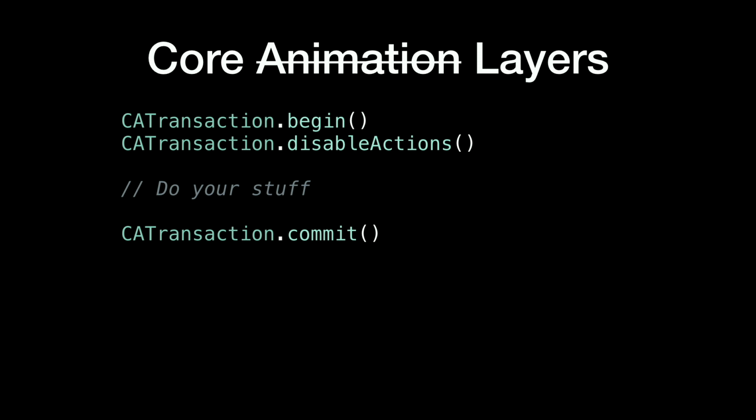The first one is every time you want to adjust something on your layer and you don't want that change to be animated, you have to wrap it in a transaction. So you start a transaction, you disable actions on the transaction, you change these things, then you commit the transaction. I think we can all agree that that's pretty horrible to have to do all the time. It's fine if you're only doing it in one place, but there's sometimes you never want implicit animation on your layers, and you've got layer updating code all over your app. It would be horrible to have to remember to do that everywhere. So there is a better way.